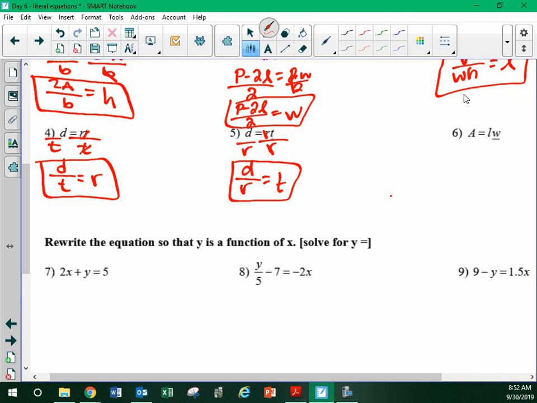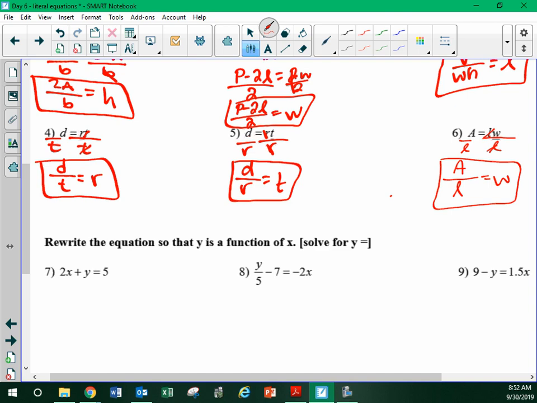All right, number 6. This is A equals L times W. This is area equals length times width. And this is actually true for any rectangle as well as square. So this would give us the area. So we are trying to get W by itself. So I'm trying to solve for the width. I have L times W, what's the opposite of multiplying? Dividing. So I have A over L equals W.